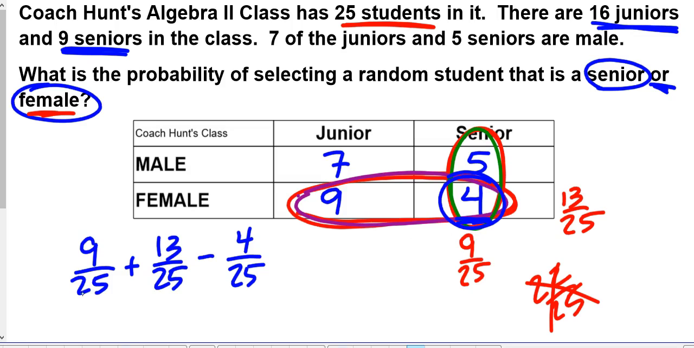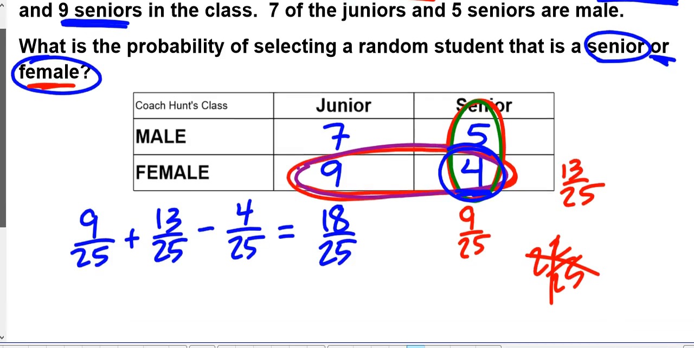See, as I counted up this 9 right here, my 4 students right here were counted once, and then when I counted up the 13, these same 4 students got counted. So we don't want to count them twice, so we're going to subtract them out once, and that would therefore make them get counted only once. So as we add this up, that's 9 plus 13 is 22 minus 4 is 18 out of 25 students that would be meeting the qualification of a senior or a female.